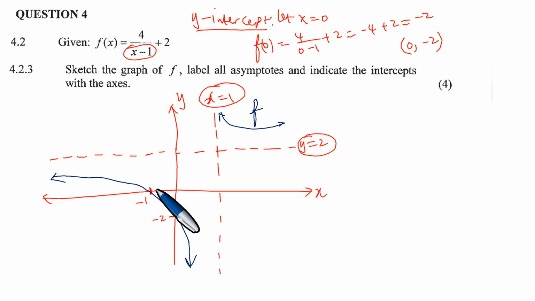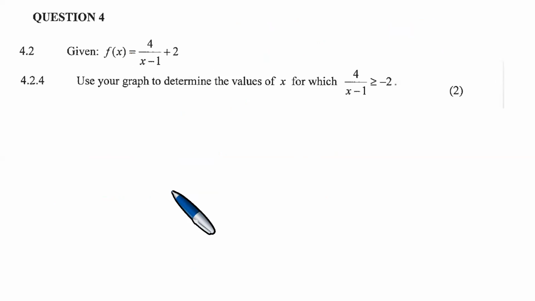Now we continue. Next question. Use your graph to determine the values of x for which this is true. What kind of a manipulation is this? Well, it's the transposition of the terms, because if you have this now, you bring the 2 to the other side, and this is greater or equal to 0. You have transposed the minus 2, and then it became plus 2.